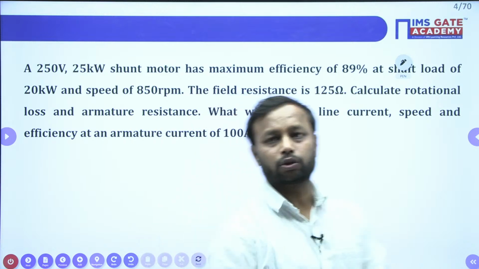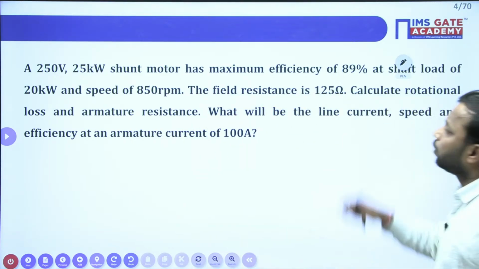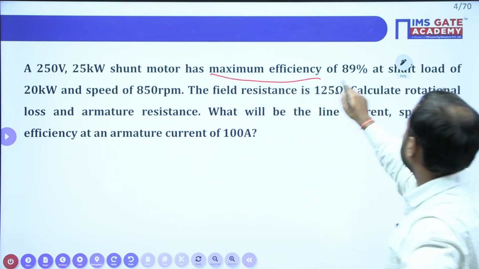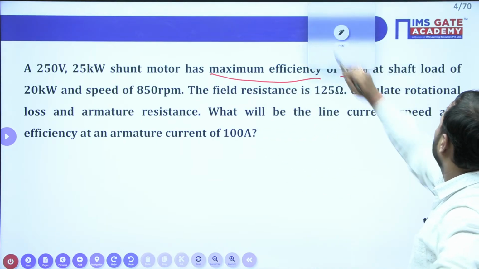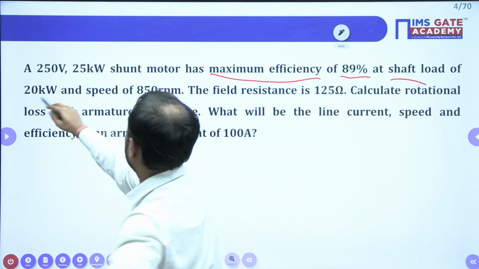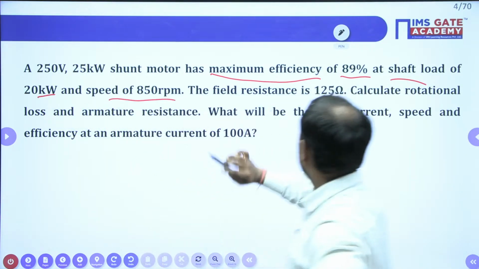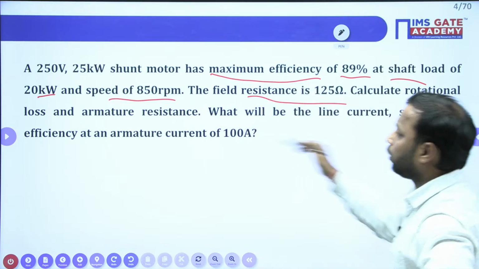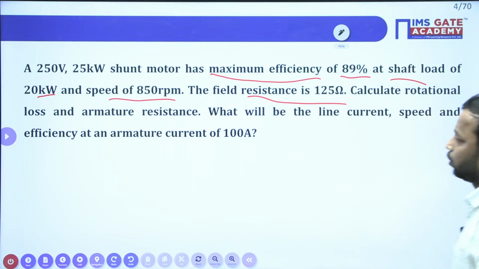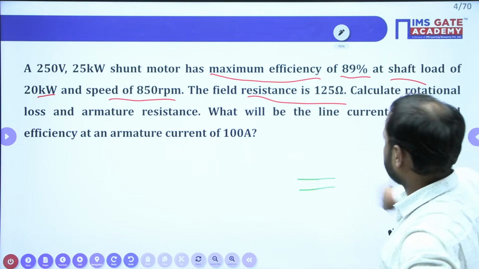All right. So where we were? We were about to calculate all these things. So maximum efficiency is given as 89%, and the shaft load is given as 20 kilowatt, speed is given, and field resistance, all are given. We need to calculate the rotational losses and the armature resistance. All right. So let us move ahead.